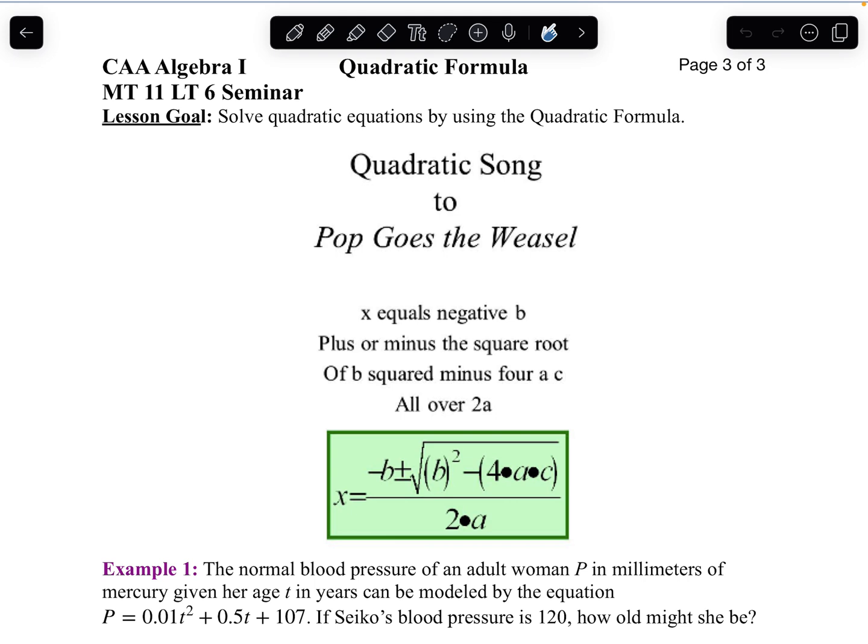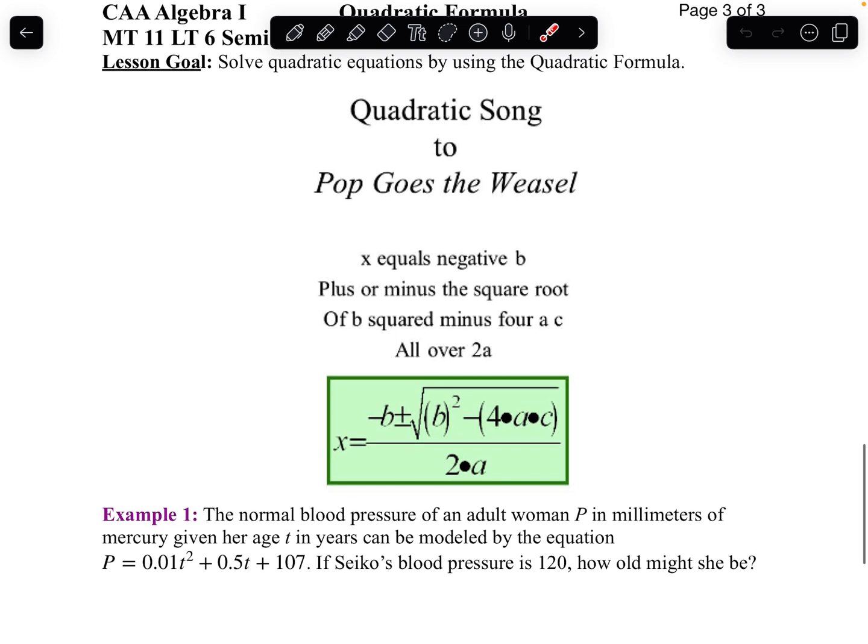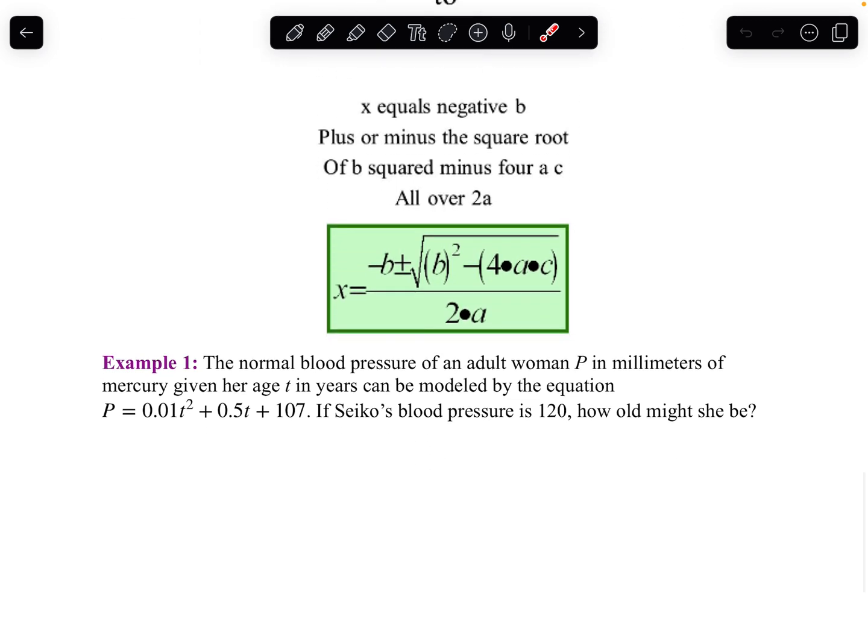It's kind of a long formula, isn't it? So we've got a little song to help us with this. It goes like Pop Goes the Weasel. And it says, let me get the highlighter here first. X equals negative b plus or minus the square root of b squared minus 4ac all over 2a. So when you do these problems on your assignment using the quadratic formula, you want to write it down until it automatically gets memorized in your head.